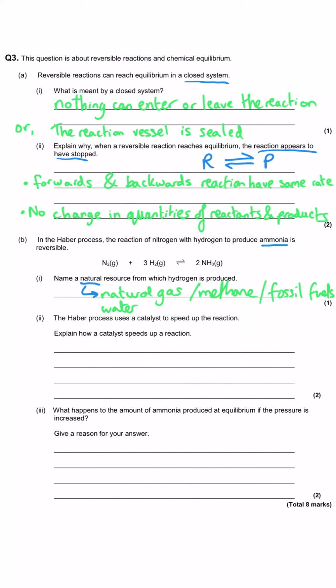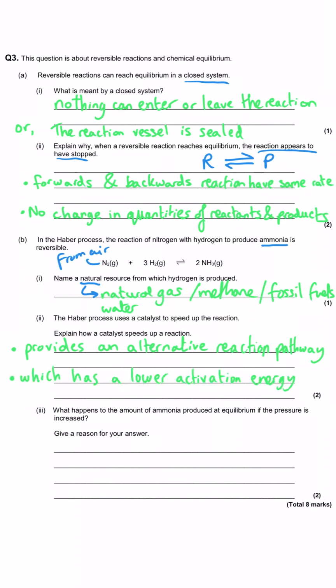Now, as an aside, we've not been asked here, but the nitrogen comes from the air in the first place before we use it in the Haber process, and so that could have been an alternative question to this one. Then the question goes on to ask us about catalysts again, and so this is almost an identical question in fact. What we need to say as to how the catalyst speeds up the reaction is that catalysts provide an alternative reaction pathway, and the second mark is for saying that this has a lower activation energy.